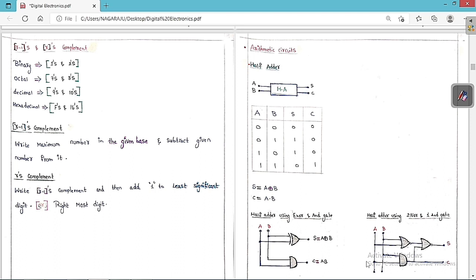So C is always equal to A into B and this is equal to A XOR B. A XOR B means A bar B plus A B bar, that we can get with the help of these two NOR gates. This is the connection that you always have to keep in your mind. Even if you want to simplify, even if you do a simplification, you are still going to get the same result. So this is another type of view.